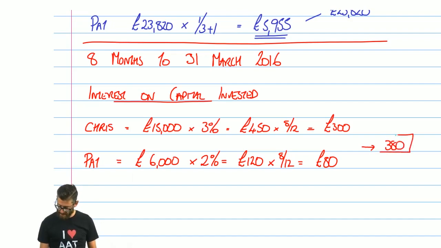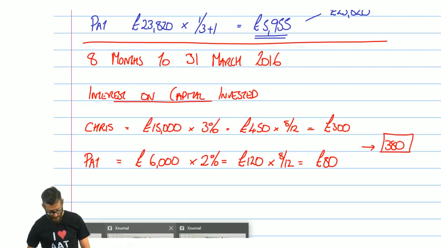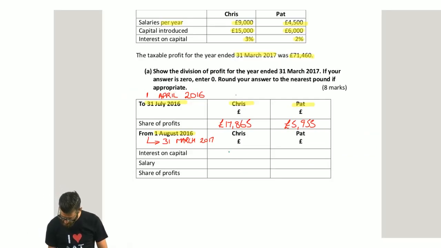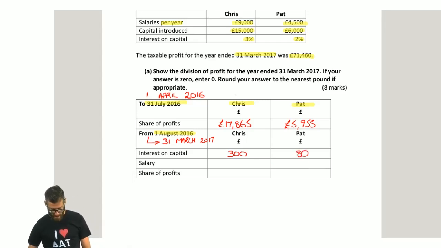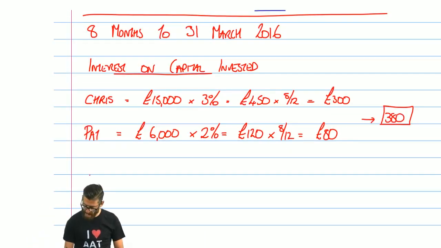I'm going to need that figure shortly, but I'm going to go and score a mark and put those numbers in the box. 380. Chris gets 300, Pat gets 80. All right, let's go back and now let's look at the salary.